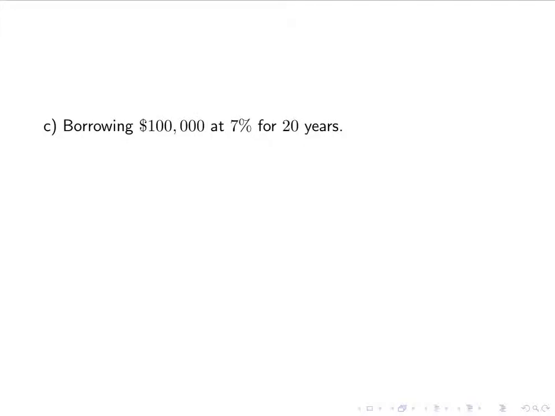Let's try another one. We're borrowing $100,000 at 7% for 20 years. So to find the monthly payment, we go to 7%, 20 years, and we should see $7.76, which we will then multiply by the 100. That just moves the decimal over twice, so we have a monthly payment of $776.